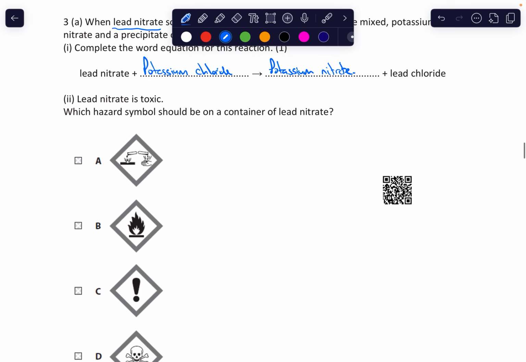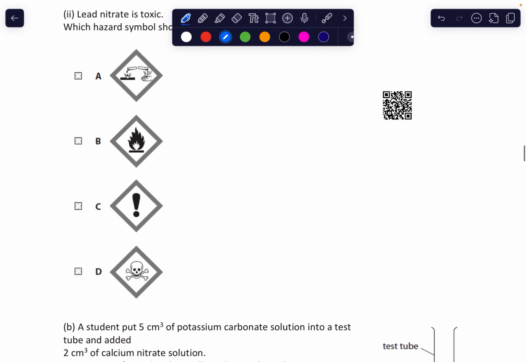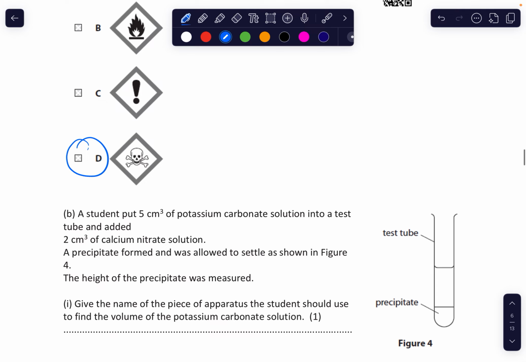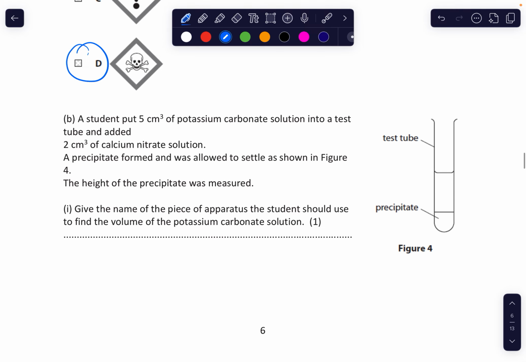Okay, which hazard symbol should be on the lead nitrate? Tells me it is toxic. So the only one here that matches a toxic chemical would be the skull and crossbones. That's D. Okay, next little one.